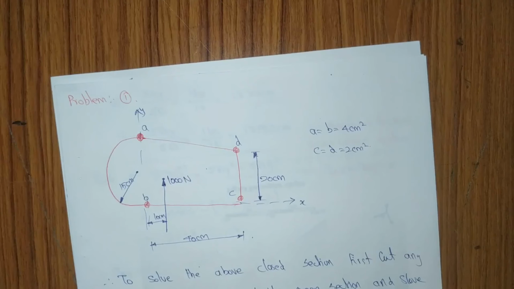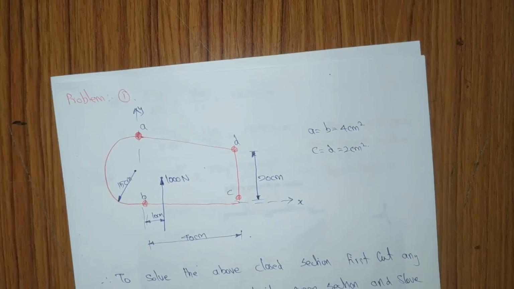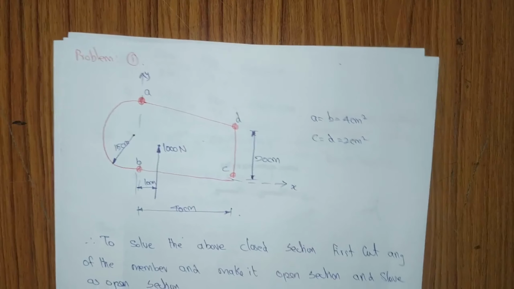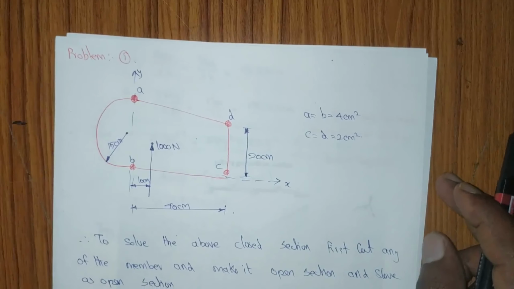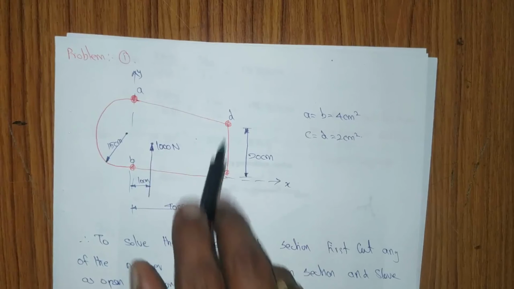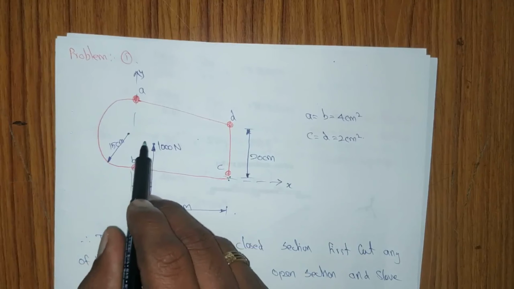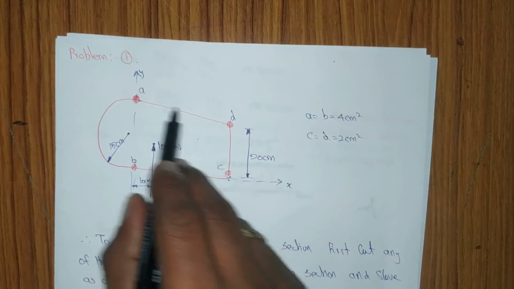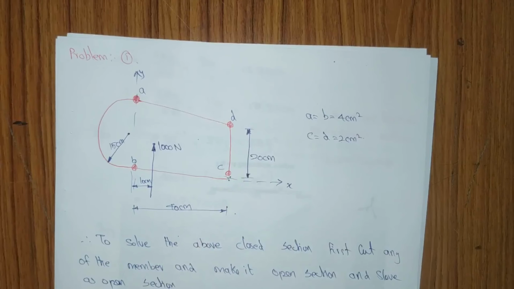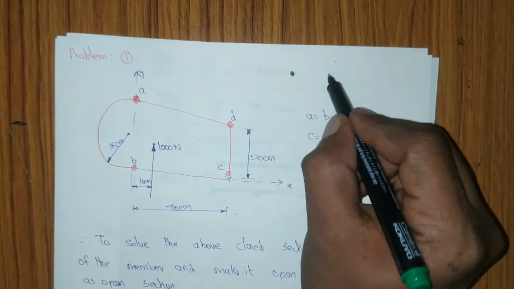So let us solve one problem. This is already solved last week, but some of the students did not understand the closed section so clearly, so I am taking this problem again. So this is a closed tube, right? Actually, it is a single cell. Only one cell is there. So actually, it is formed like our aerofoil, right? Let us explain in this manner.